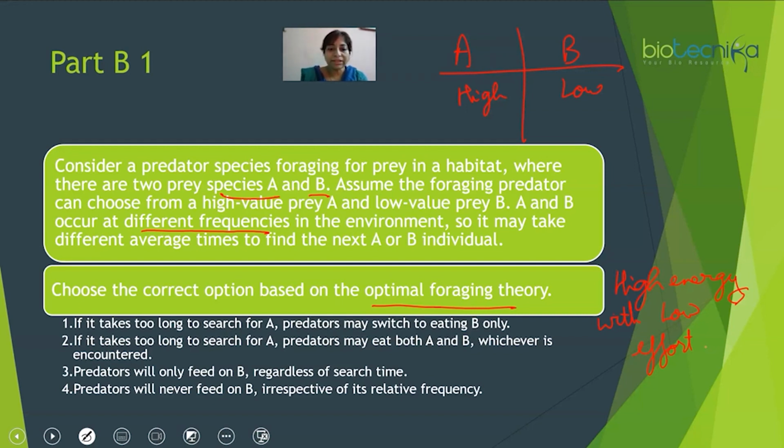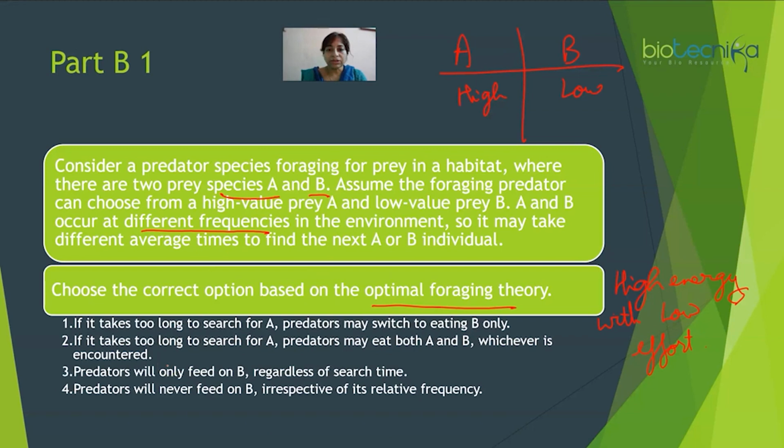Now let's see what all statements are given here. So first states that if it takes too long to search for A, predators may switch to eating B only. Second, if it takes too long to search for A, predators may eat both A and B, whichever is encountered. Next, predators will only feed on B regardless of the search time. And next, predators will never feed on B irrespective of its relative frequency.